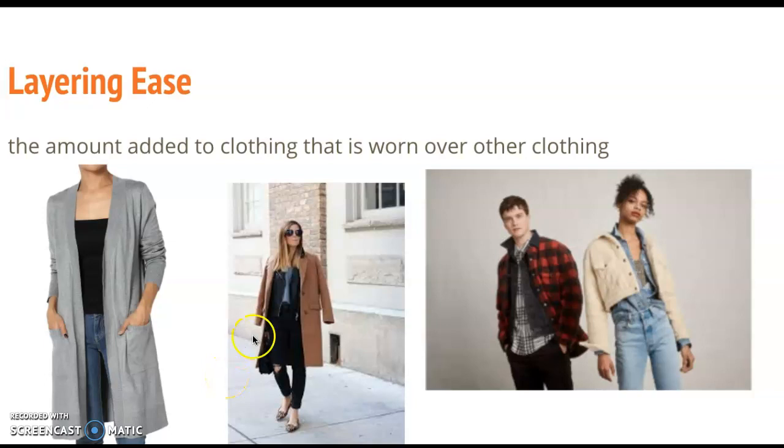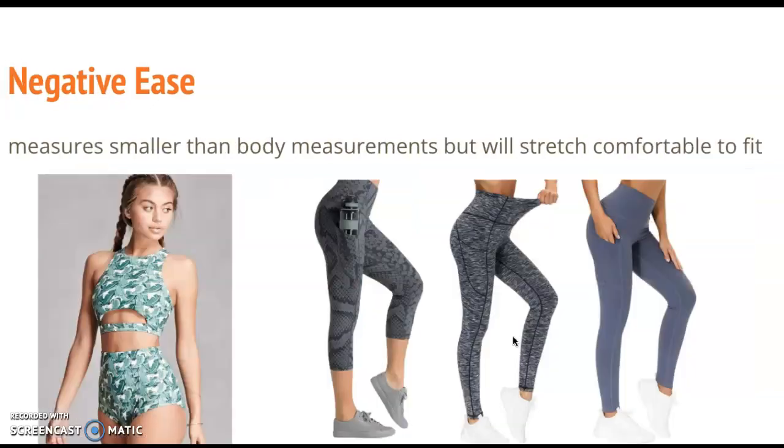Then we have layering ease, and this is the ease that they add to jackets, cardigans, vests, pea coats, trench coats, any kind of coat. All right, it's going to be significantly, I don't want to say bigger because it still fits, but there is extra room in the pattern so that you can layer it over other clothing. When you put on your winter coat or like a Levi jacket, it is a little bit looser in fit because they know that you're going to put it over something. And so it's going to have that layering ease added into it.